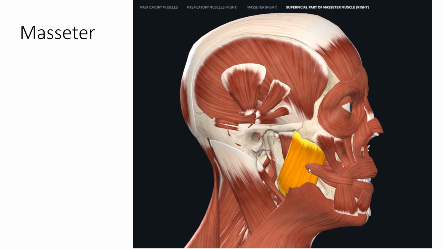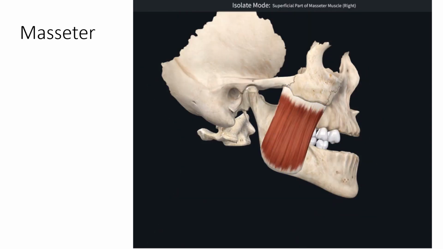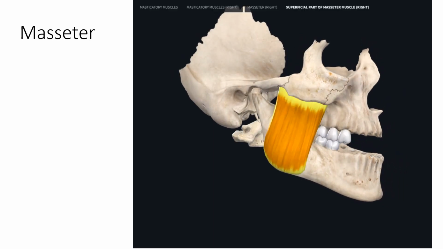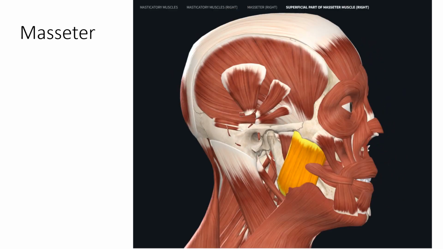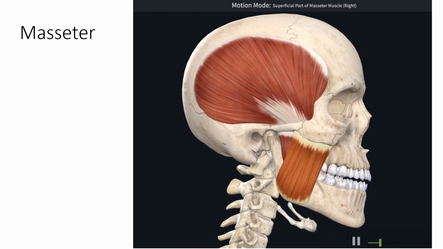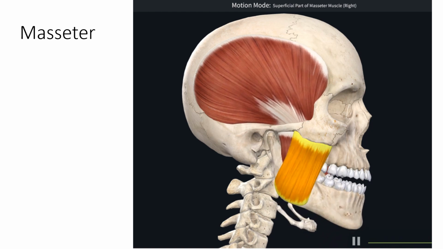Now we're looking at the Masseter muscle. This muscle is going to originate on the zygomatic bone and is going to insert on the mandible via the ramus. It is going to close the jaw and elevate the mandible. Here it is isolated. And now we'll look at the motions. So we have elevation of the mandible. So this is going to also work with the temporalis.